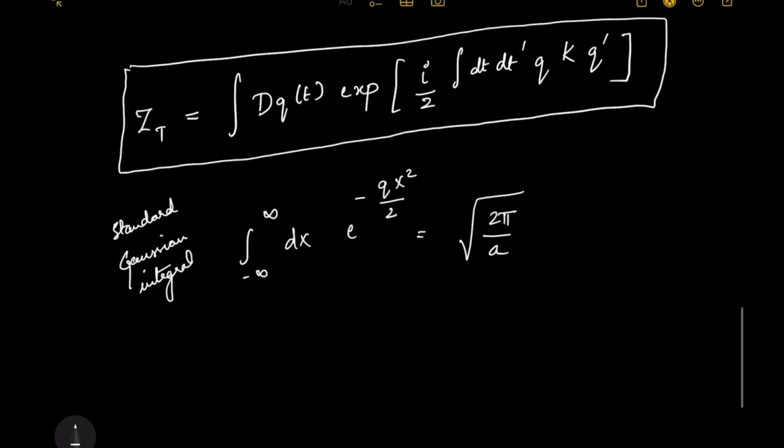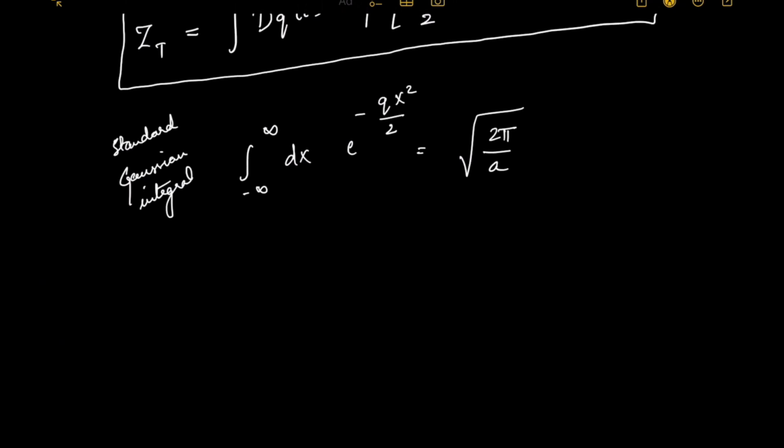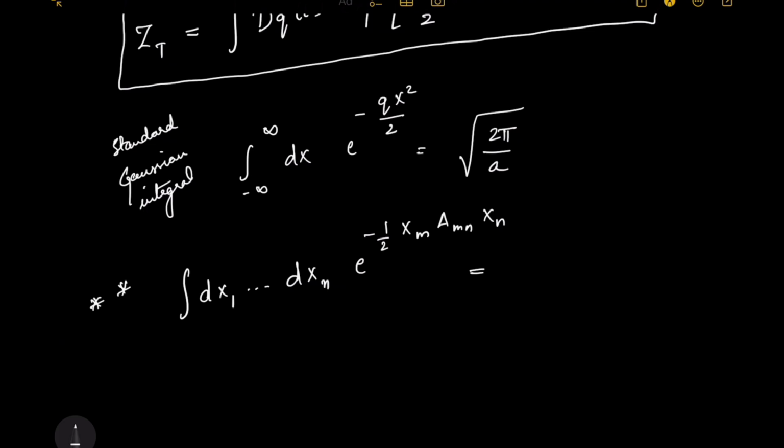Okay, then if you have more than one integral, this is very important. If you have the integral dx1 up to dxn of e raised to minus half xm Amn xn, then this will be equal to (2 pi) raised to n by 2 divided by the root of the determinant of the matrix A.